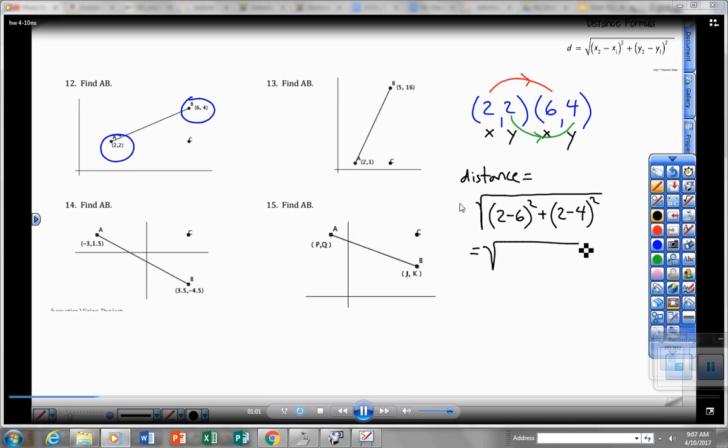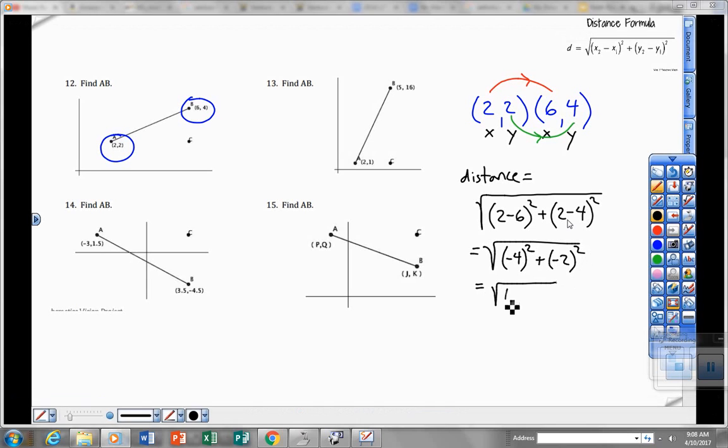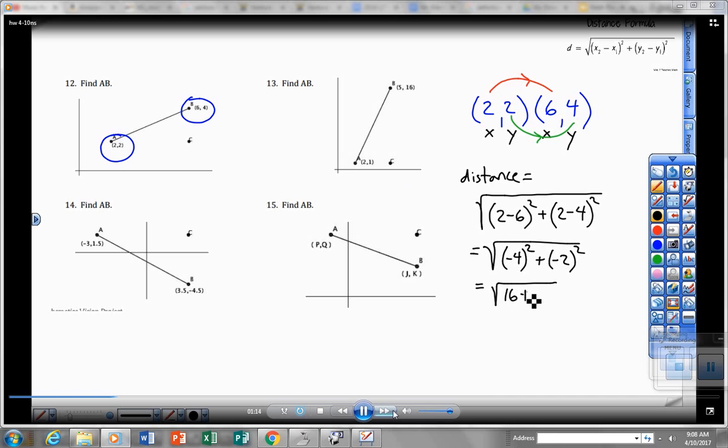That gives me the square root of negative 4 squared. 2 minus 6 is negative 4, plus 2 minus 4, negative 2 squared. That gives me the square root of 16 plus 4, because remember, negative 4 times negative 4 is 16. Negative 2 times negative 2 is 4. That gives me 16 plus 4, which is root 20.